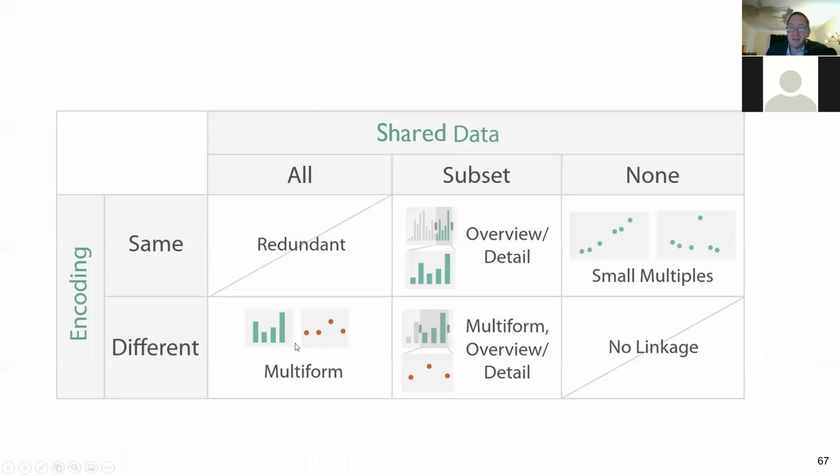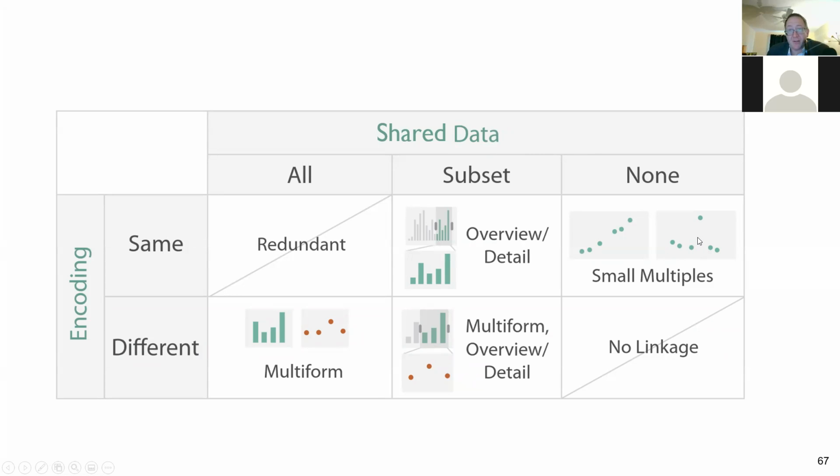So just to give you some perspective, if I'm coding the same data with the same perspective, I'm showing all the data, not just a subset, and from the same way of encoding it, it's redundant. I have the exact same visualization twice. But if I have no shared data and the encoding is completely different, they're not related at all, and it's not brushing and linking anything. They're just completely independent visualizations.